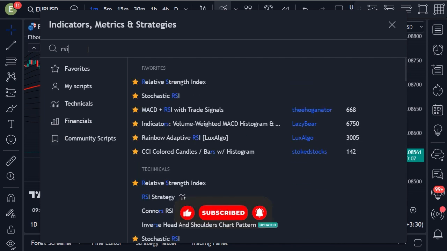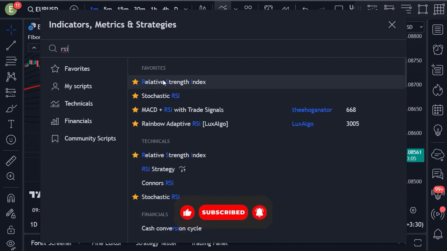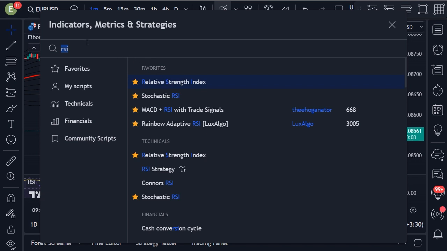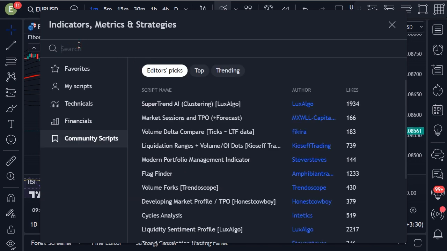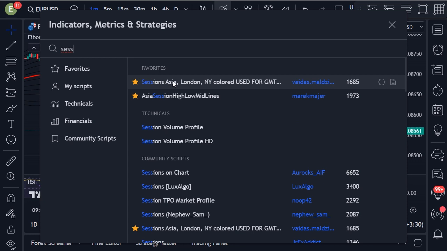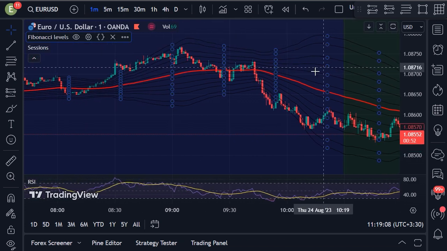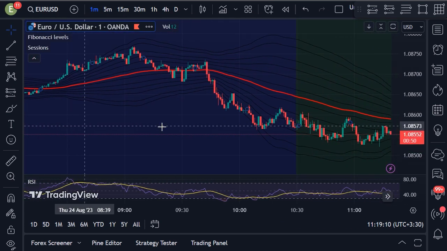The second indicator is RSI. And the third indicator is session. Now let's move on to adjusting the settings for these indicators.